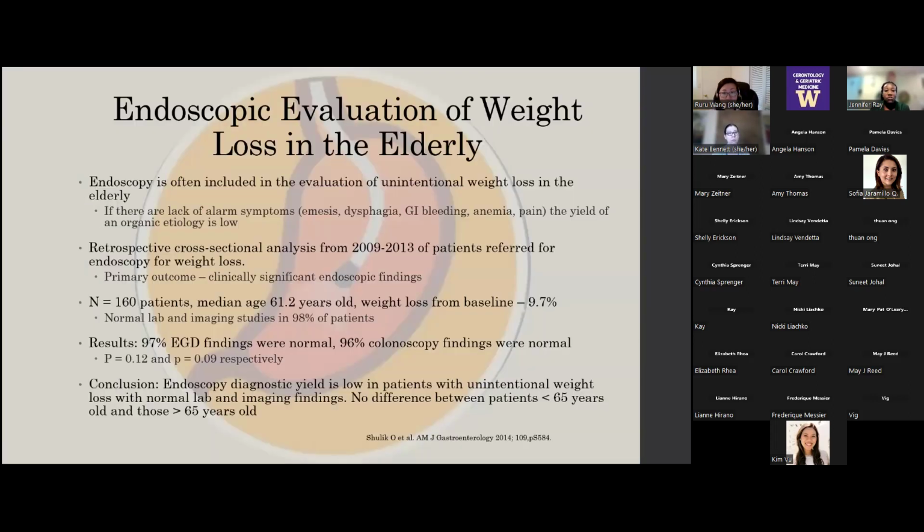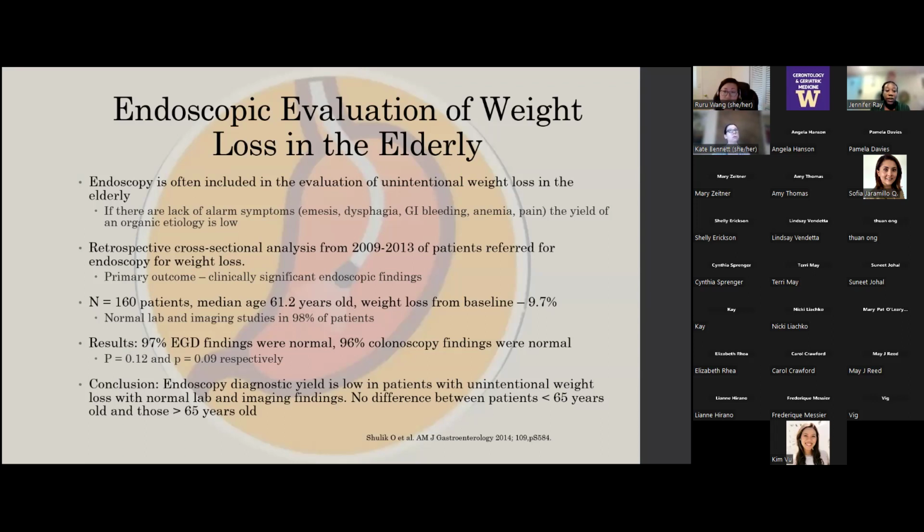I wanted to mention this because I see this a lot endoscopically in terms of people being referred for weight loss. This is a study I found looking at patients being evaluated for unintentional weight loss with upper and lower scope. They found that overall, if there are no alarm symptoms, which I listed there, the yield of finding an organic etiology in the GI tract is actually pretty low.